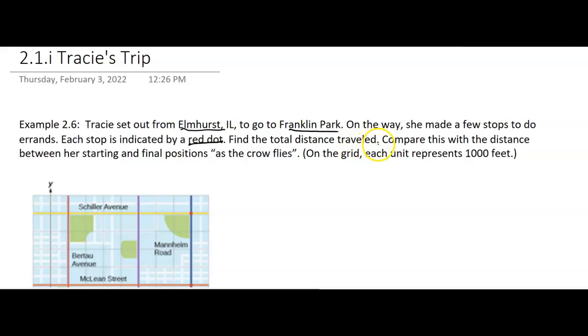Find the total distance traveled. Compare this with the distance between her starting and final positions. We say as the crow flies, and I'll explain that in a minute.